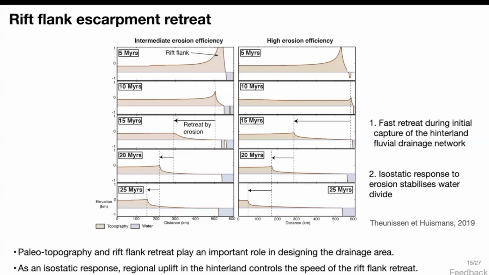But then what you can see here is a decrease of this retreat. This is a consequence of the regional isostatic response to erosion. So a fast erosion compared to uplift will trigger this capture of the internal drainage network. But as soon as this triggers the isostatic response, it will stabilize the water divide and reduce the speed of the drainage divide migration.